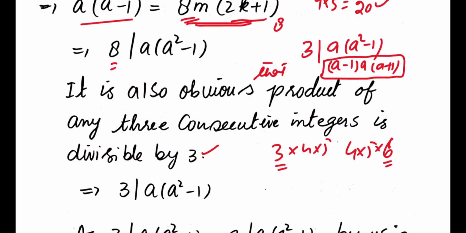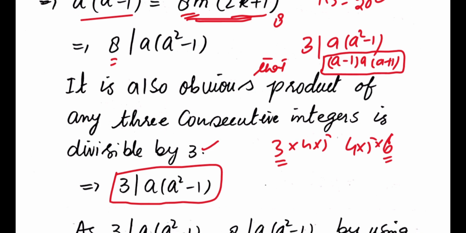Whenever you take any three consecutive integers, one of the integers is always divisible by 3. So it is obvious that 3 divides a(a² − 1). So both of the targets have been completed here.